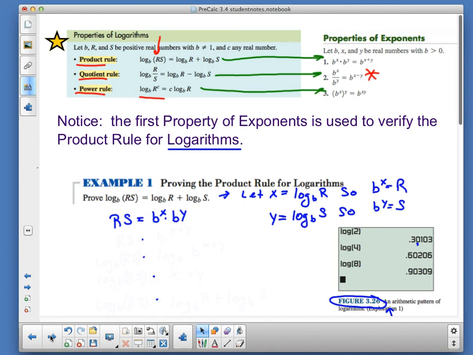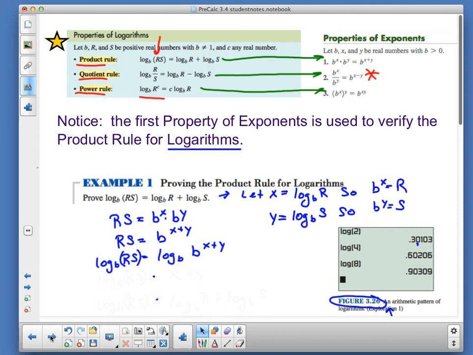Now, in this next step, it seems to make sense that I can combine my exponents that way, because if I have the same bases multiplied together, I get to add the exponents. Well, if I take the log to base b of both sides, I'm now looking at the situation where log base b of rs is equal to log base b of b to the x plus y power.